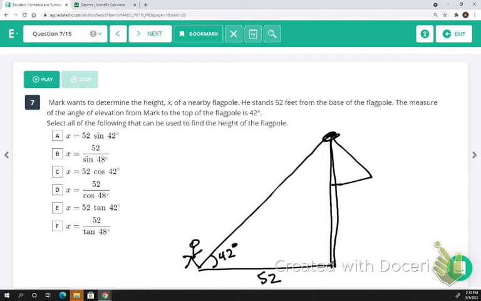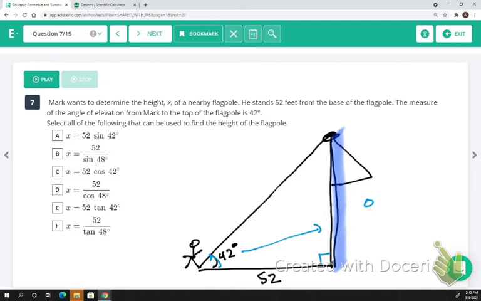The measure of elevation, remember elevation means you're looking up, depression means you're looking down. Okay, so here is 42, and we are looking for the height of the pole, so we are looking for this side here. All right, so here it's asking me to select which of the following can be used to find the height. So once again here, I want to go ahead and label what I have. So I know the angle directly across is going to be the opposite. That's going to help me find the height.